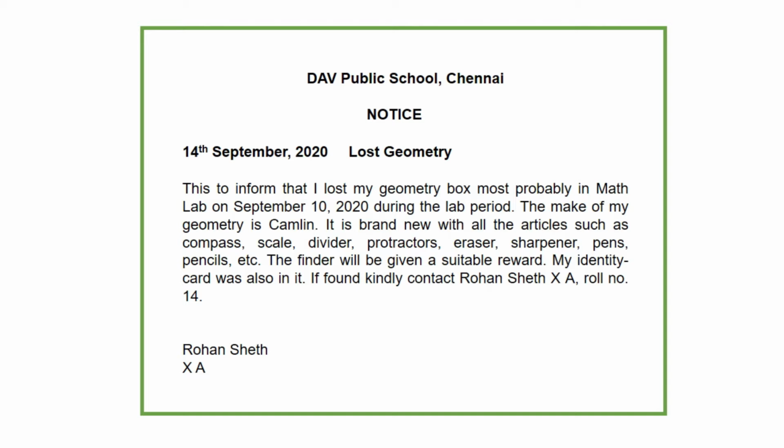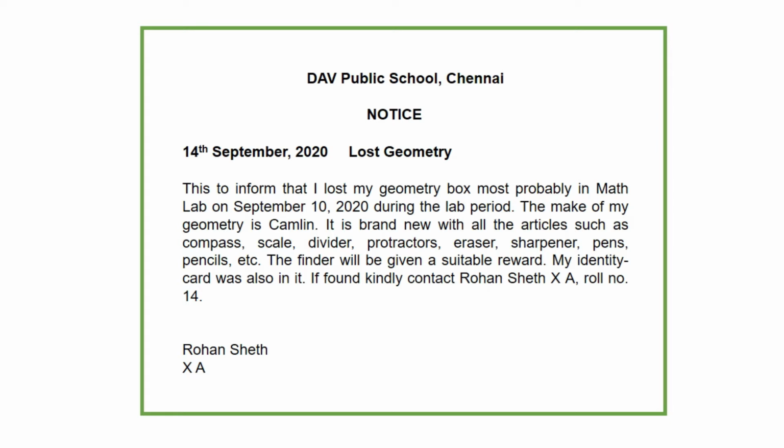In the first notice, a boy named Rohan has lost his geometry box of Camlin and has informed others about all the articles it possessed. Let us see how to write a notice. As I already told you, you have to make a box first. After drawing the 3 lines on the page where you are writing the notice, you have to write the name of the organization at the top. So the name of the organization is DAV Public School, Chennai, which is followed by NOTICE written in capital letters.